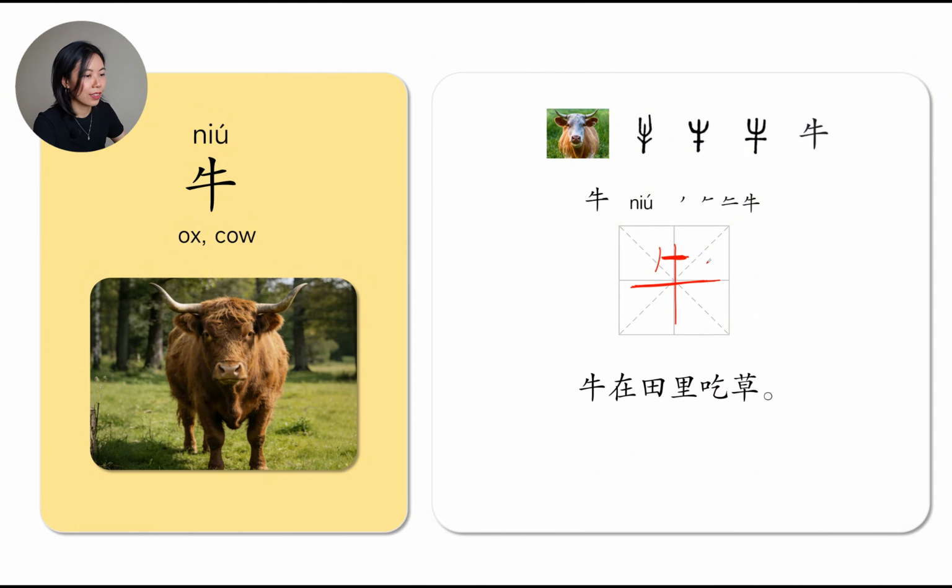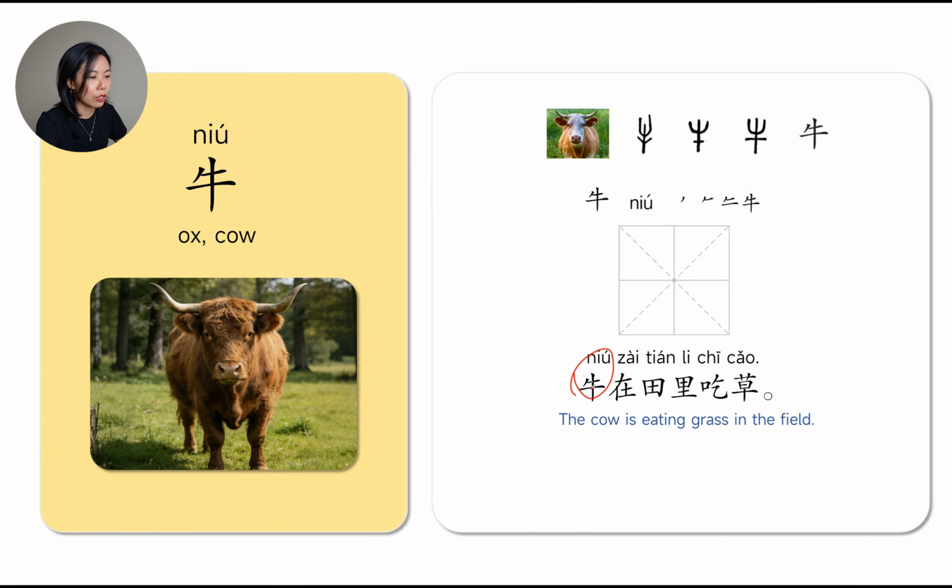牛。牛在田里吃草。The cow is eating grass in the field. Let's see. 牛 can be the cow or the ox. 在 is in, on, at, like we already talked about.